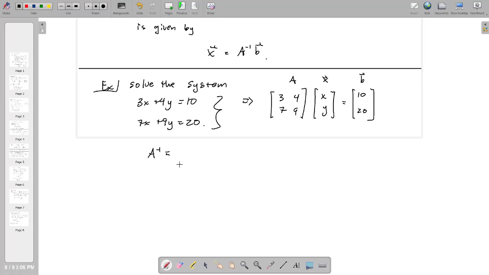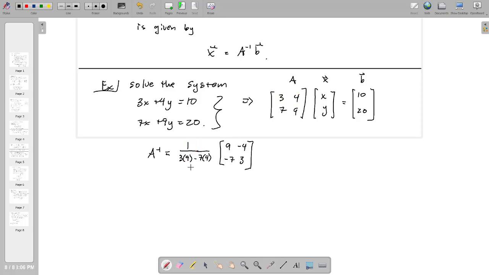So first we need to find A inverse, and it's going to be 1 divided by 3 times 9 minus 7 times 4, times the matrix 9, negative 4, negative 7, 3. If you remember how to find the inverse of a 2 by 2 matrix, you flip these two entries and you negate these two entries. Then you multiply that matrix by 1 divided by AD minus BC.